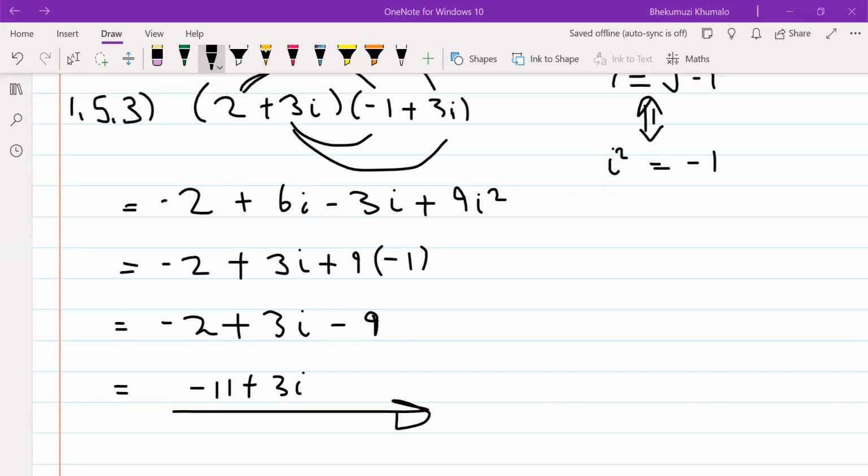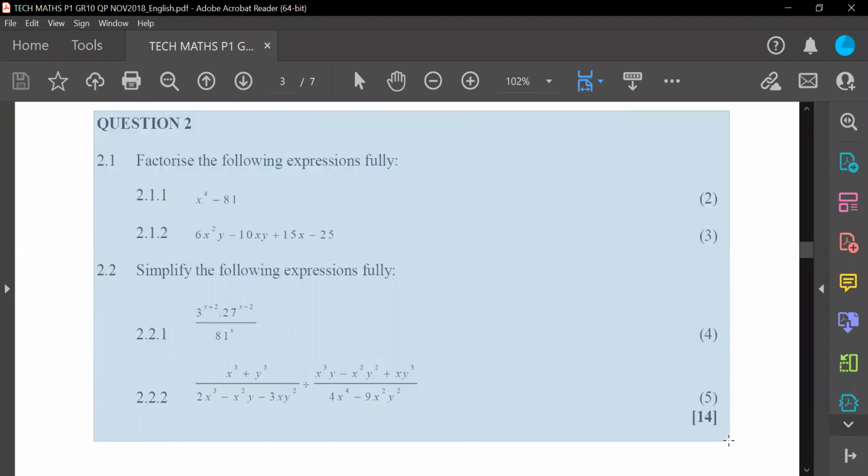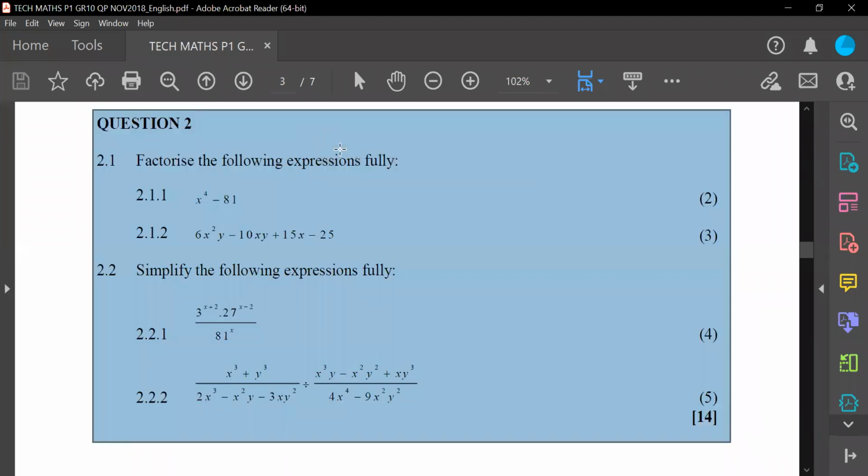Okay, so let's move on to the next question. And the next question is question 2. So in question 2, let's see what we have. This is 14 marks. And so let's try our very best to tackle it.